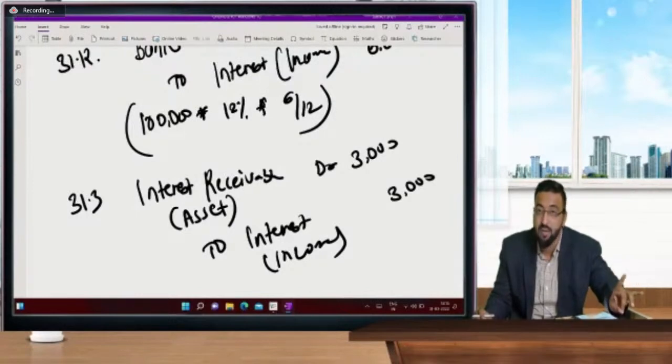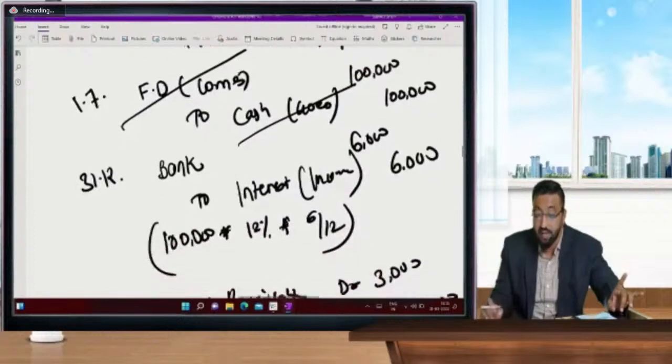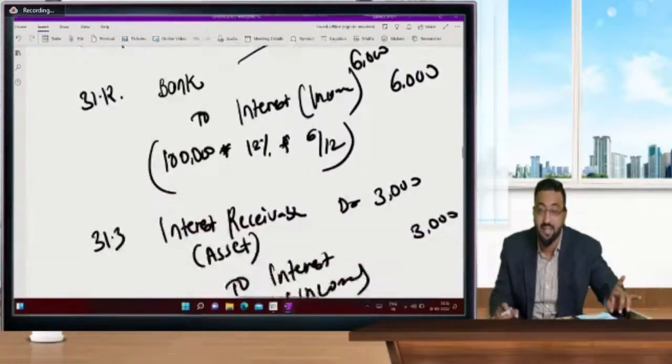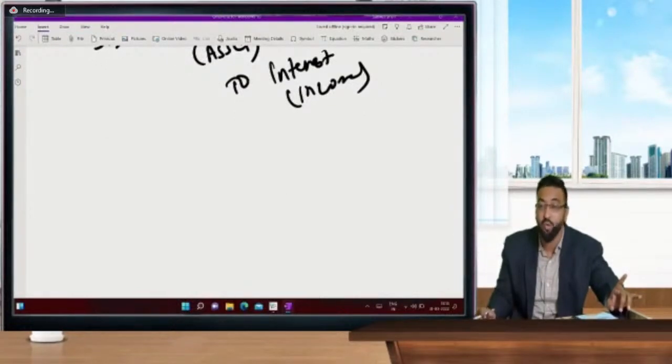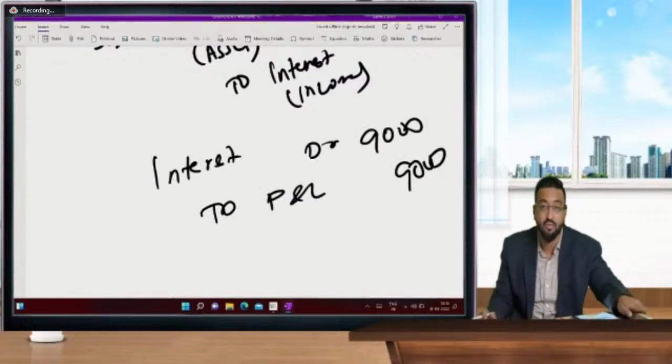Always remember, whenever you are passing any entry, talk to yourself whether it comes in or goes out, whether it is expenditure or income or asset or liability, then it is going to improve. And the last entry will be interest account debit to P&L account. In this year, you are going to receive 9,000 interest.